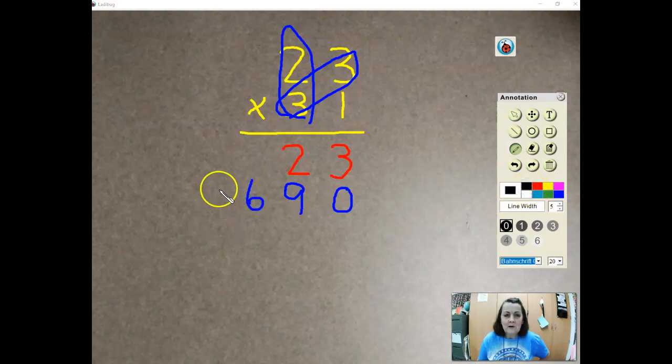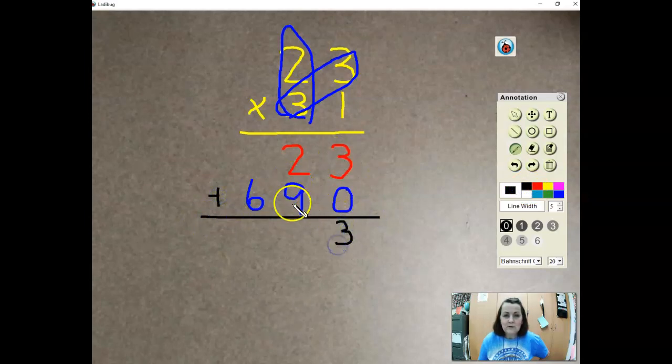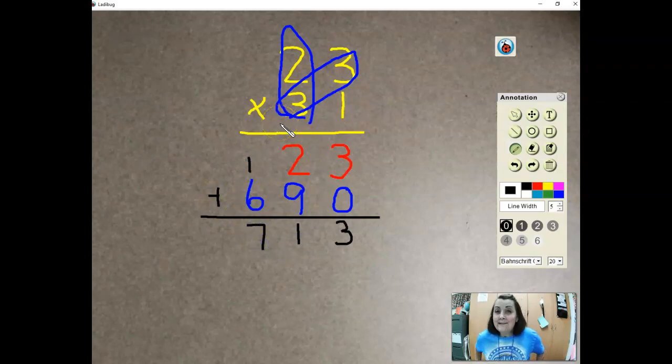Now we're going to add it all up, and 3 plus 0 is 3. 2 plus 9 is 11. We're going to regroup to the hundreds place, and 6 plus 1 is 7. So 23 times 31 is 713. We didn't have to do any regrouping with that one, so let's try another one.